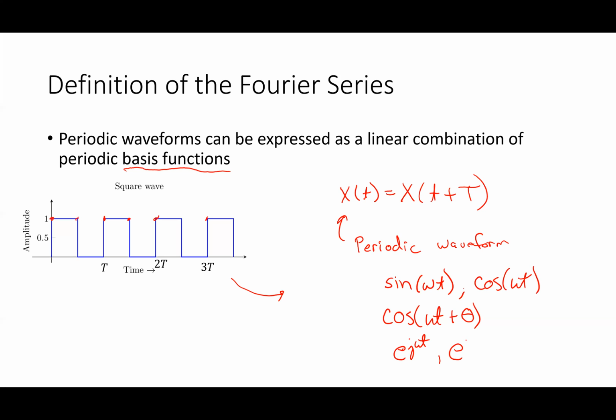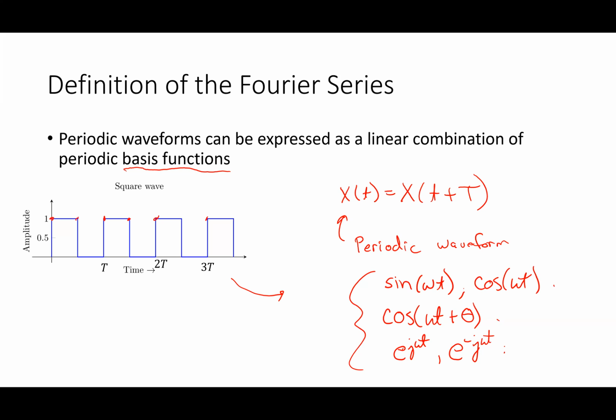Negative e to the negative j omega t. Those are all what I would call my periodic basis functions. And there are three different ways to write the Fourier series, in terms of any one of those three things. And there's probably 1,000 others that you could play around with trig to create. But those are the three most common.